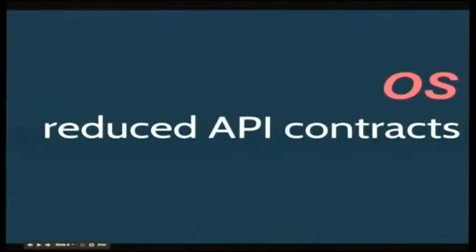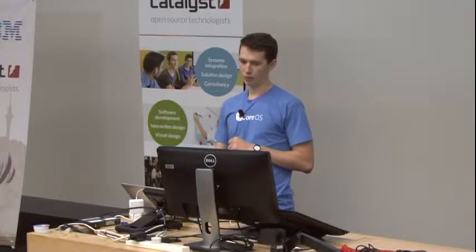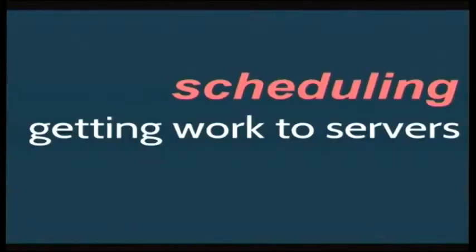Okay, so we talked about containers a bit. We talked about CoreOS and the reduced API contracts there and how they do stuff. The next piece is clustering, and this is where the schedulers come in, and this is where we start to talk about designing infrastructure for individual host failure. The first piece of that is etcd, where all that stuff's stored, but the other piece is scheduling.